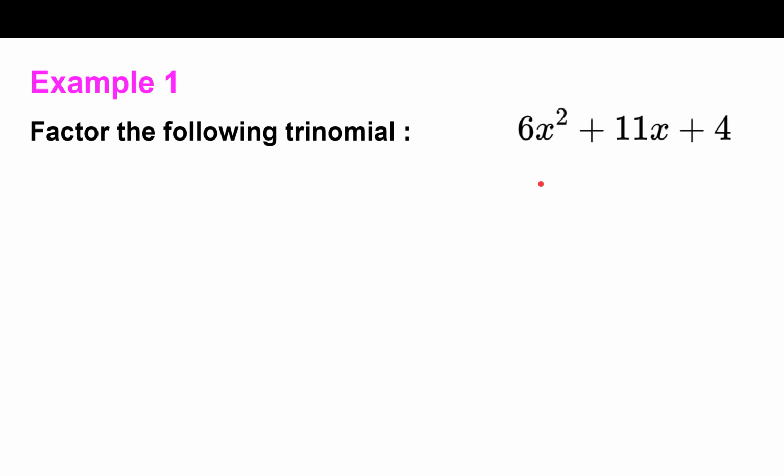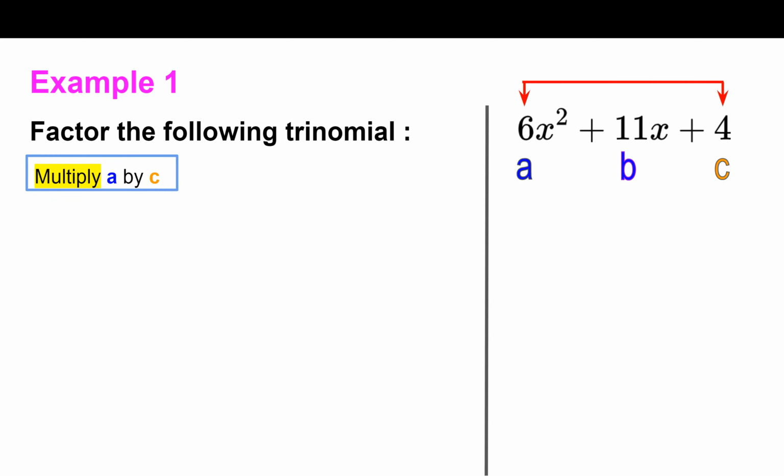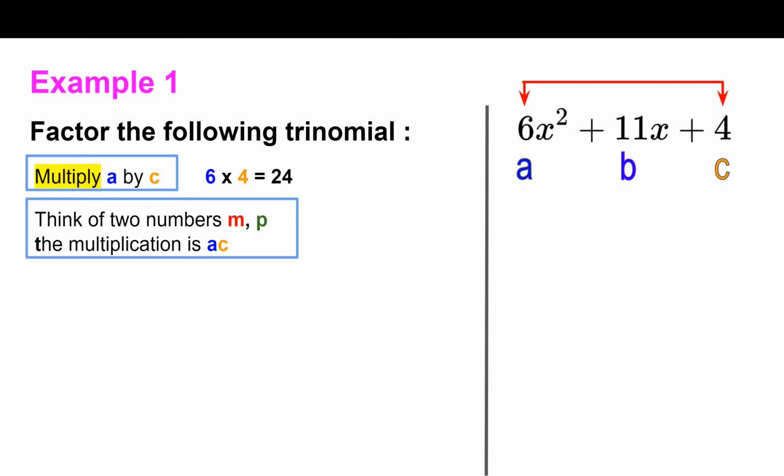They're pretty simple steps. First, you have to label the numbers in front of the coefficients, so it goes by A, B, and C. The first step to factor this trinomial is to multiply the first, A, times C. 6 times 4 gives you 24. Now, think of two numbers whose multiplication is 24, so we have options like 24 times 1, 12 times 2, 8 times 3, 6 times 4. And that leads us to the next step, which is which of these add up, because this is a plus, to give you 11? Well, obviously it's 8 plus 3.